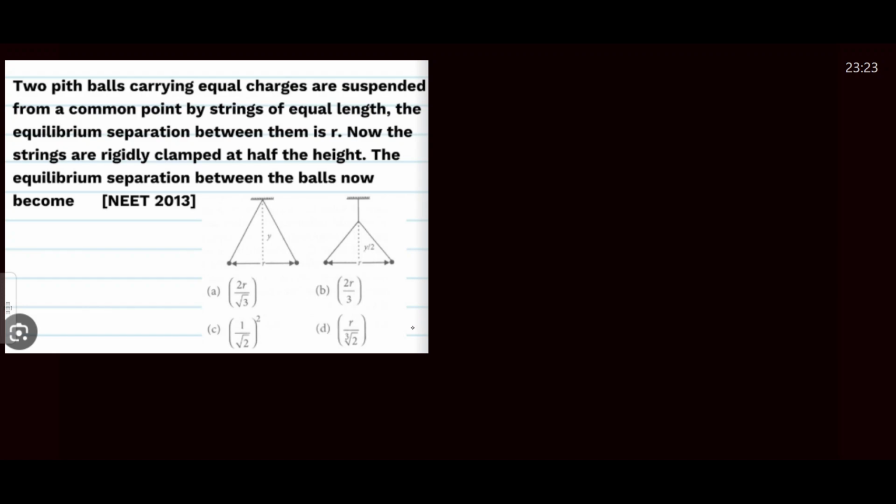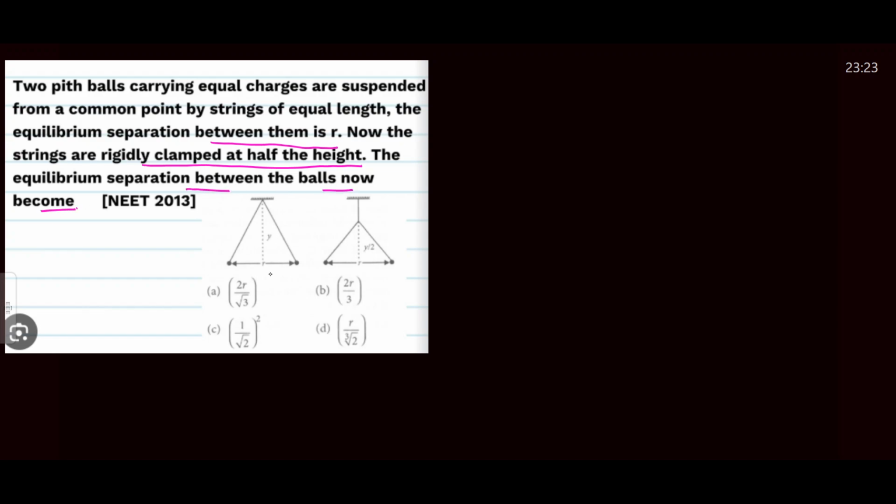Let's see some more problems related to pith balls. This is one question, again a NEET question, and it has also come earlier in different exams. Very good question, please understand it. Two pith balls carrying equal charges are suspended from a common point by strings of equal length. The equilibrium separation between them is r. Now they are rigidly clamped at half the height. The equilibrium separation between the balls now becomes?